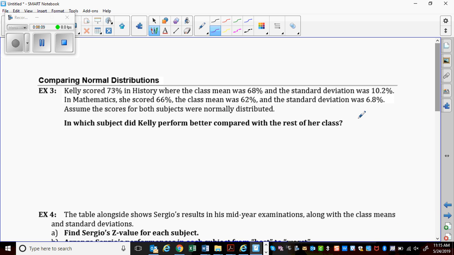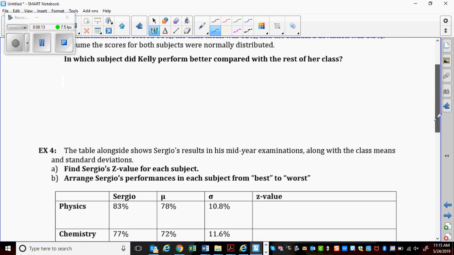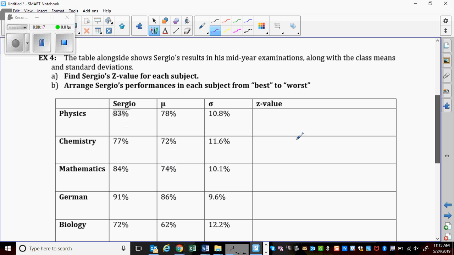I want you guys to try number 3. Remember, to find the z-score, we actually have a formula for that. They want us to find the z-value. So for this one, just make sure you use your formula. The formula for your z-score is your score minus the mean, divided by the standard deviation.